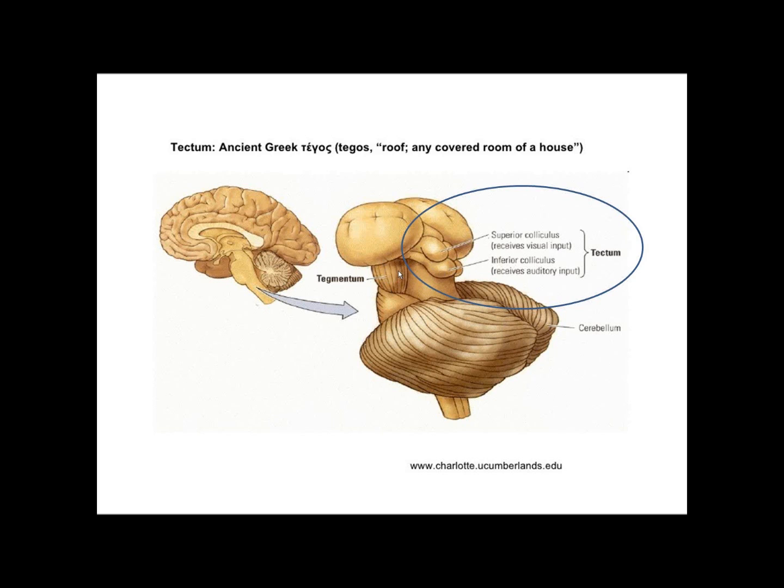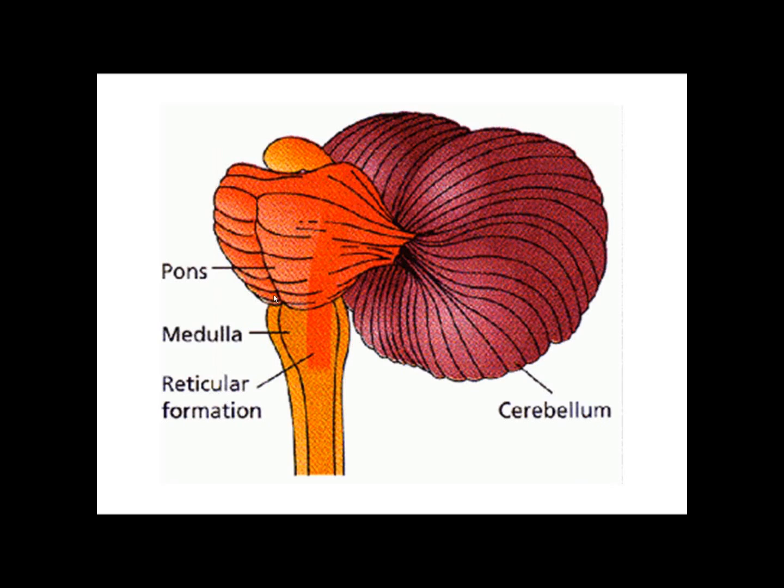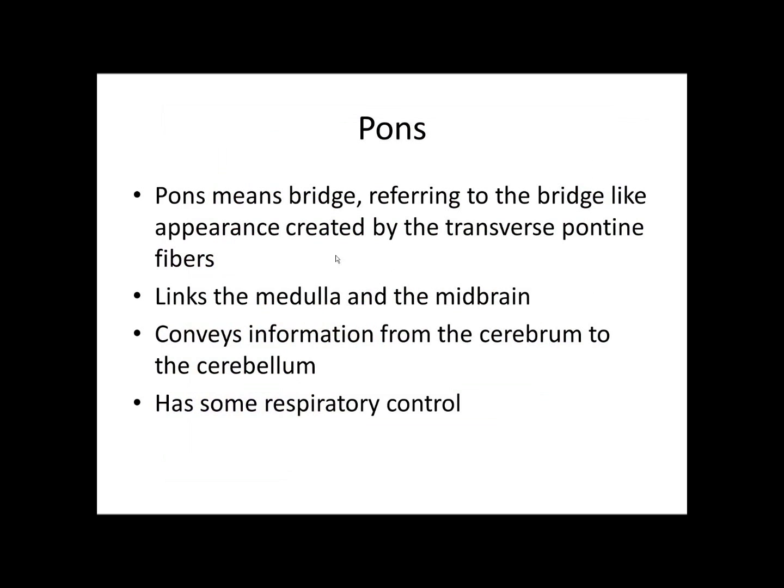Here's the tegmentum over here. The hindbrain, we'll start with the pons. The medulla, the reticular formation is kind of a loosely grouped combination of cells that have integrative and control functions at the brainstem level. We're talking again about very reflexive responses, and then we have the cerebellum over here. The pons is a bridge. It refers to the bridge-like appearance created by the transverse pontine fibers that links the medulla and the midbrain, and it conveys information from the cerebrum to the cerebellum, and there's some aspect of respiratory control here as well.